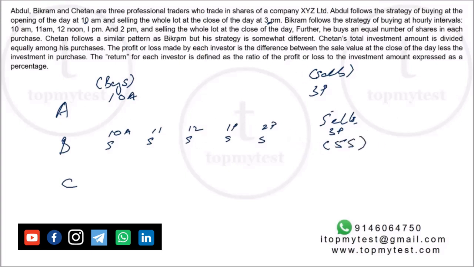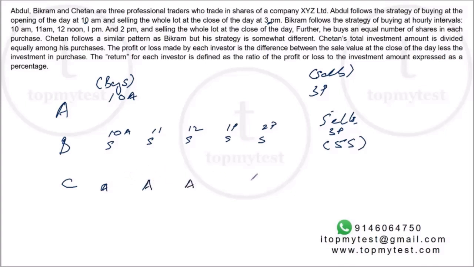Chetan follows a similar pattern as Bikram, but his strategy is somewhat different. Chetan's total investment is divided equally among his purchases. Okay, so Chetan basically spends the equal amount. So he will invest A rupees in shares, then A rupees again, at each of the five times. So obviously he's going to get different number of shares. Unlike Bikram, he's going to get different number of shares, but the amount invested is going to be the same. So all those shares are sold at C.